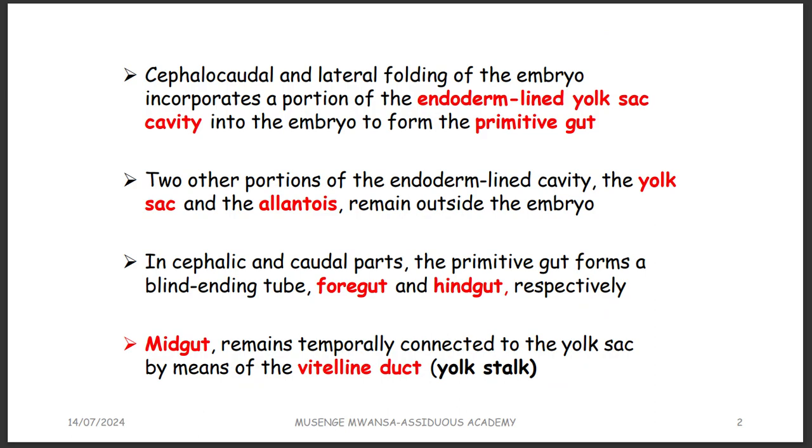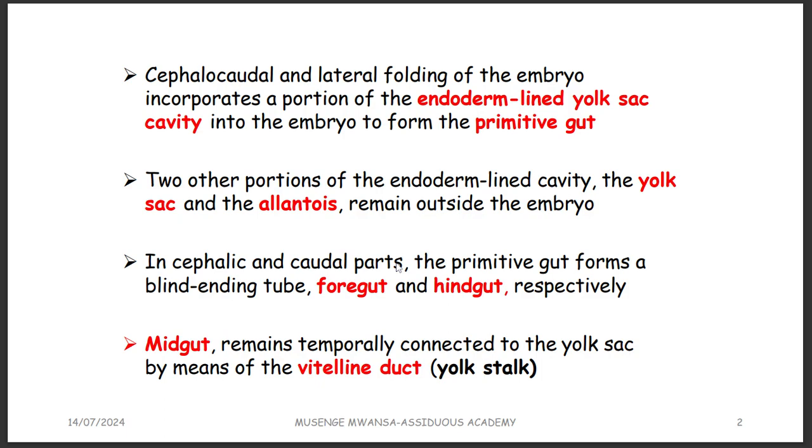And two other portions, which are also lined by endoderm, you have got the yolk sac and the allantois. Okay, so the allantois, this is at the end. These will remain outside the embryo, the allantois and the yolk sac itself.